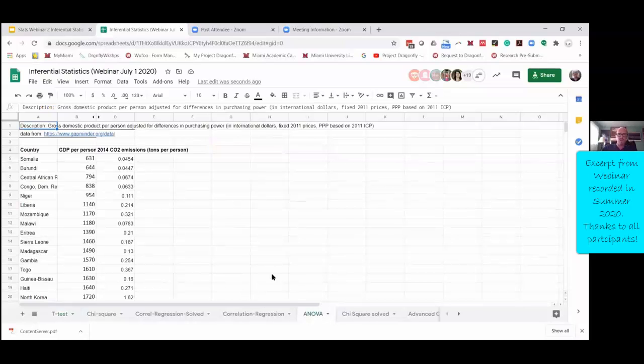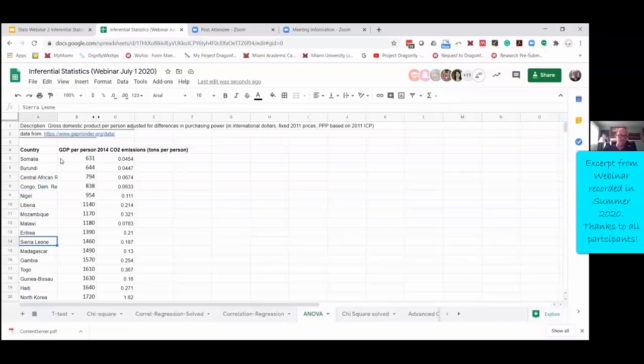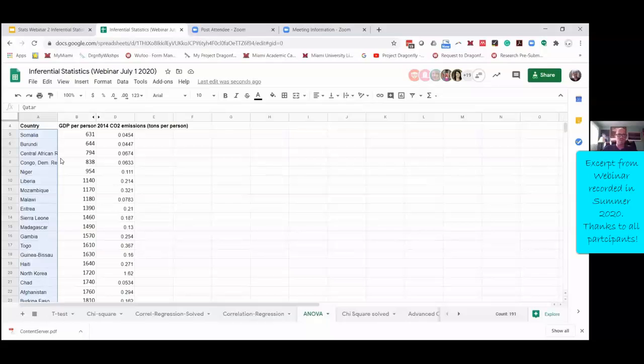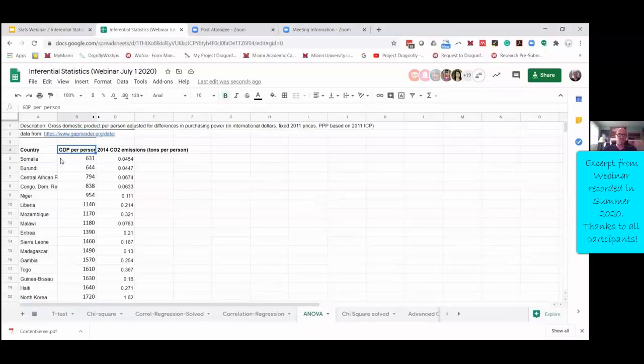If you go into the spreadsheet, there's an ANOVA spreadsheet, and ANOVA stands for Analysis of Variance. In this case, we have some interesting data here. We have 191 countries. We have the GDP per person adjusted for differences in purchasing power, and we have 2014 CO2 emissions in tons per person. Super interesting and cool data, I think. And you can get this freely. There's a lot of free data available now, but Gapminder is a really interesting site.